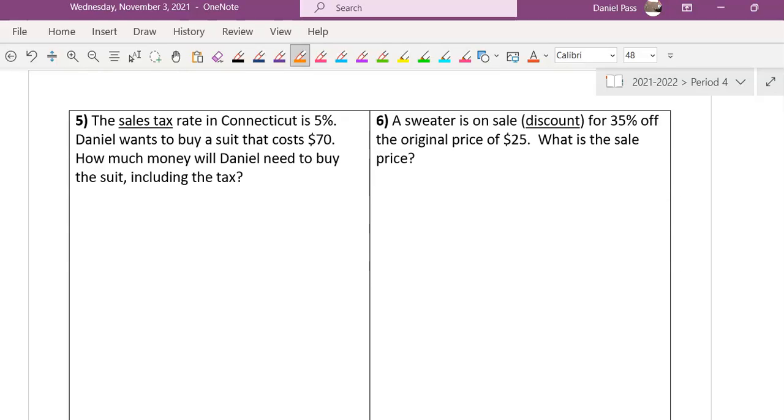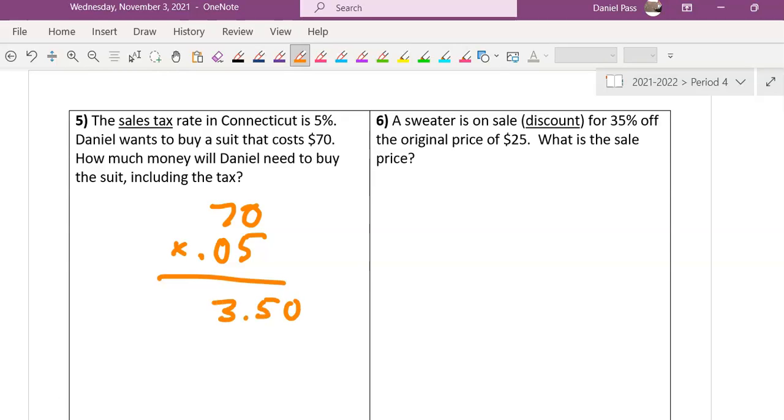So I made the 5% and converted it into a decimal, which gave me 0.05. Good. And then I multiplied it by 70, which gave me $3.50. Now, this is asking for how much money he needs, including the tax. So is it an "only" or a final price problem? A final price.